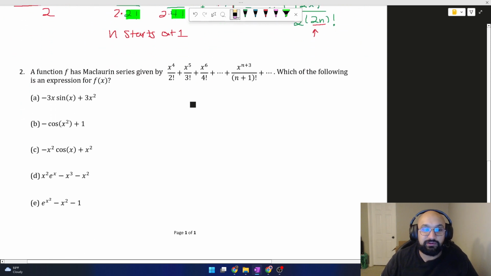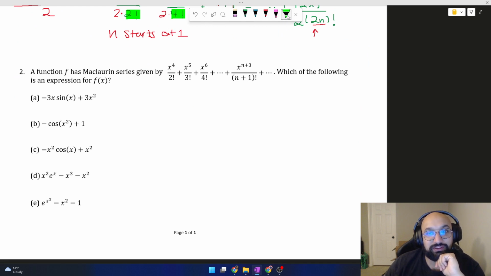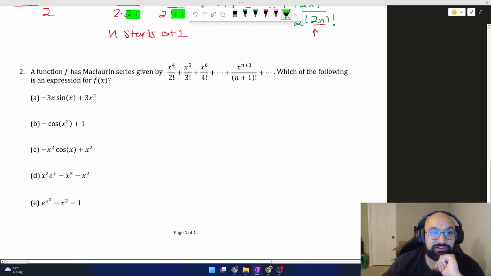All right, for the second one, we could do each of these out, but I do think there is a bit of a strategy here that can make your life a lot easier. We see a 4, 5, 6, and it seems like it picks up every single term.